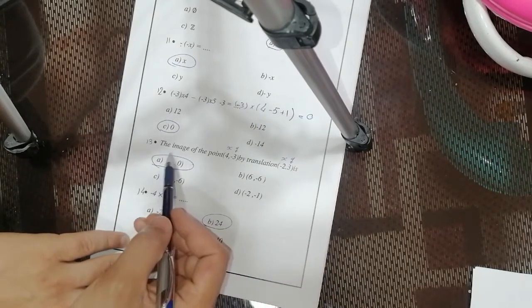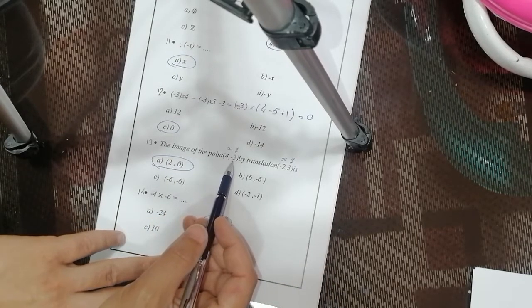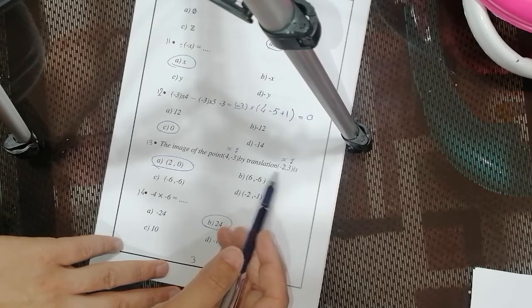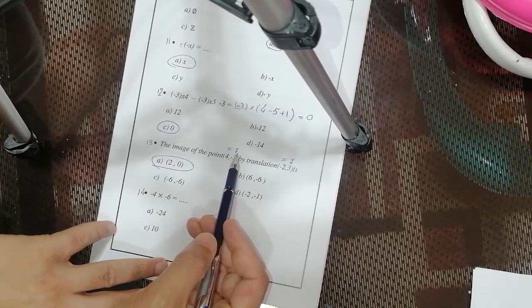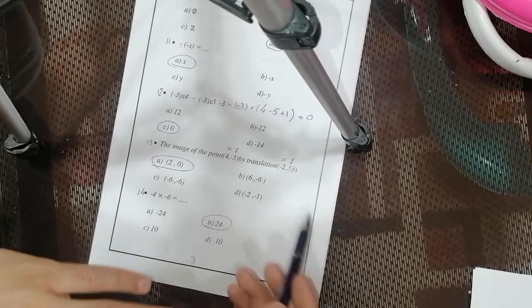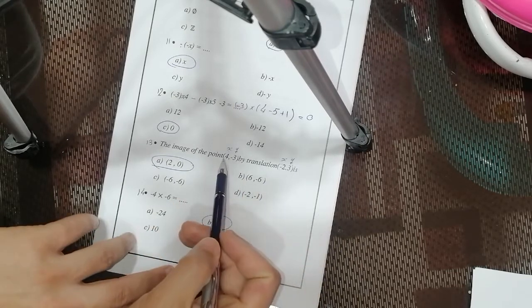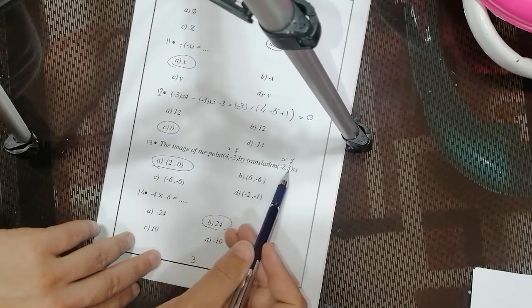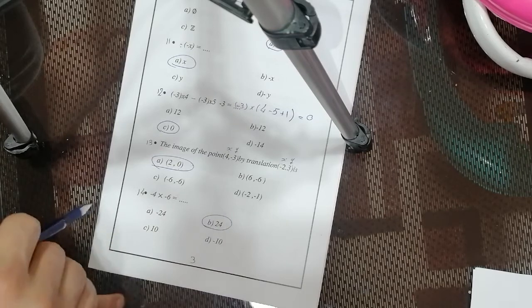We have here the image of the point (4, -3) by translation (-2, 3). We have the x-axis and y-axis. We will take the x's together and the y's together. 4 minus 2, it will be 2. -3 plus 3, it will be 0.